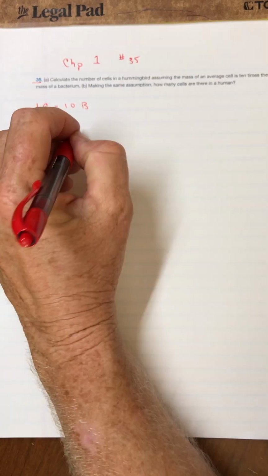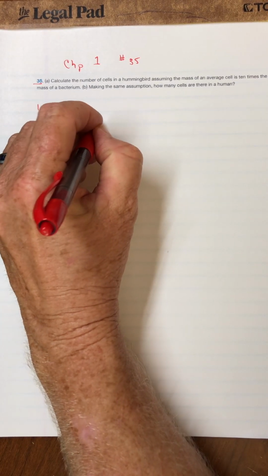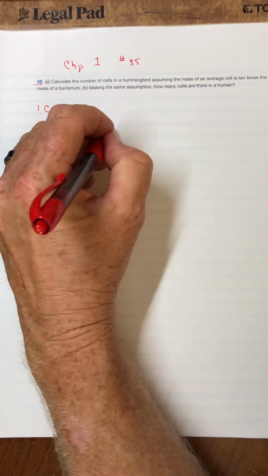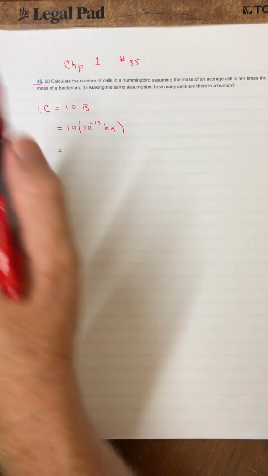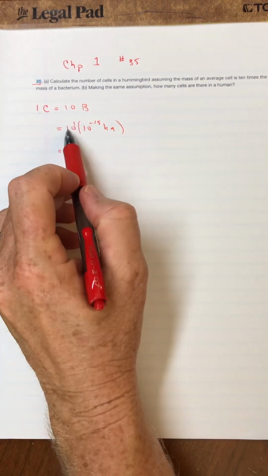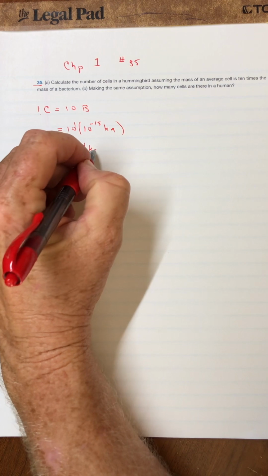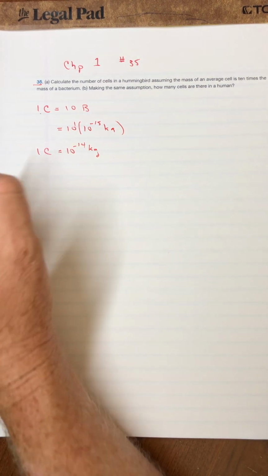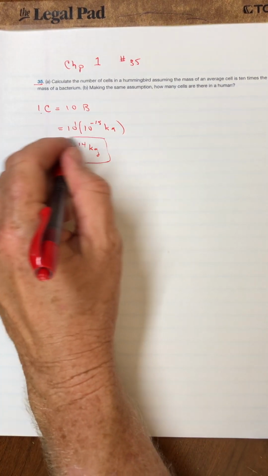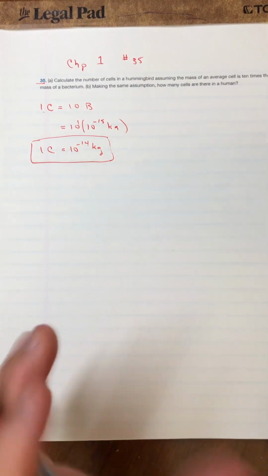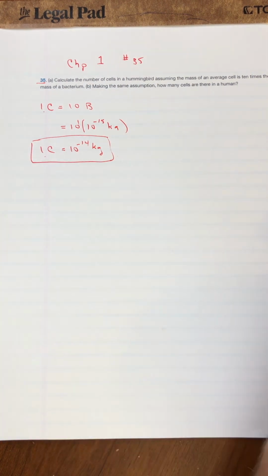Let me just look on your PDF. Oh, there it is. It says a bacterium is about 10 to the minus 15 kilograms. So if we think of this as 10 to the 1 and we add exponents, this becomes 10 to the minus 14 kilograms is the mass of one cell. And so that's the first bit of information, the first unit conversion that we could convert from mass into the number of cells.